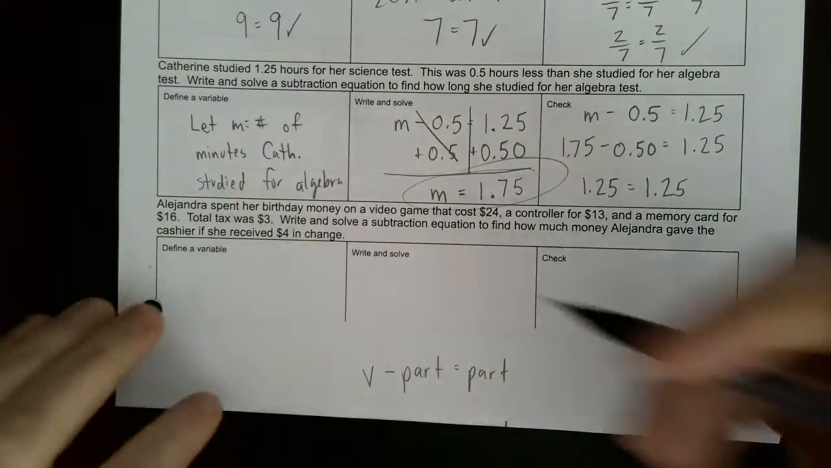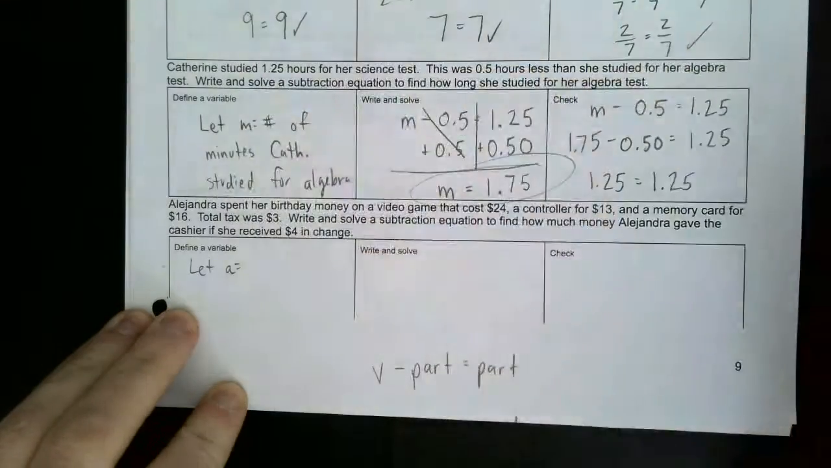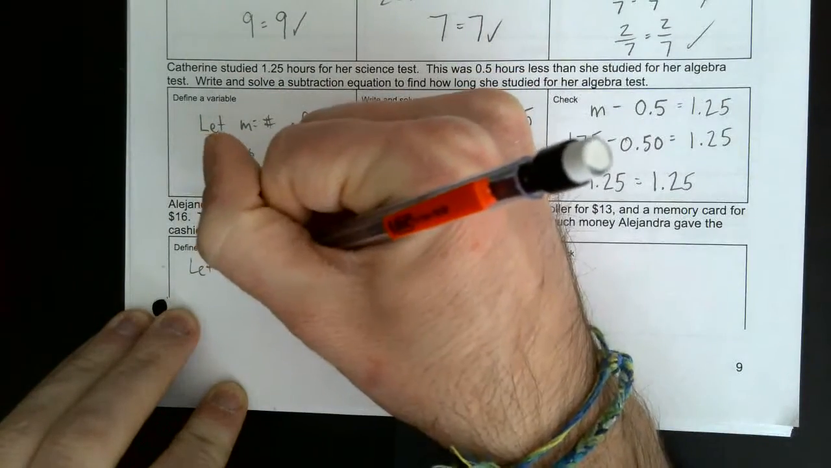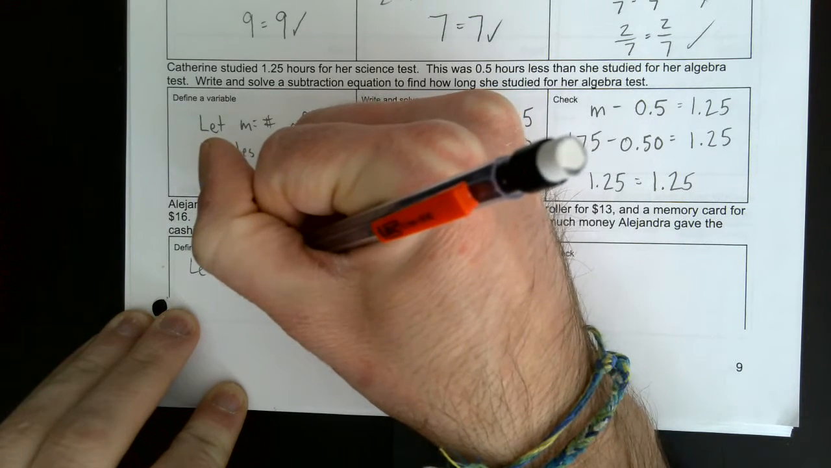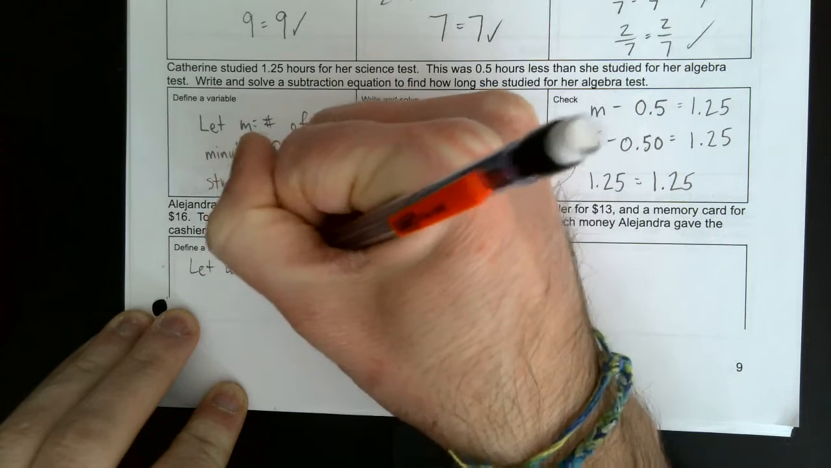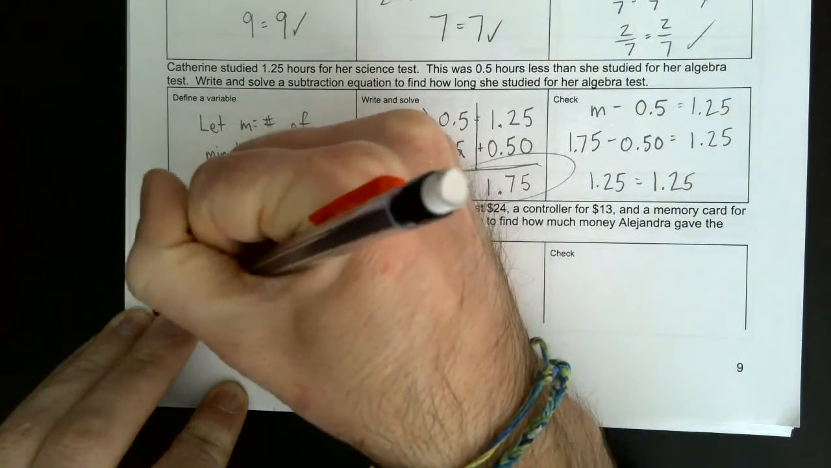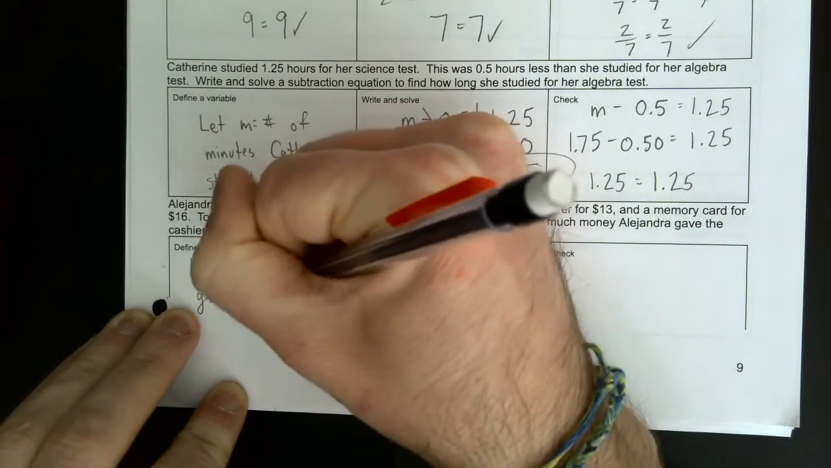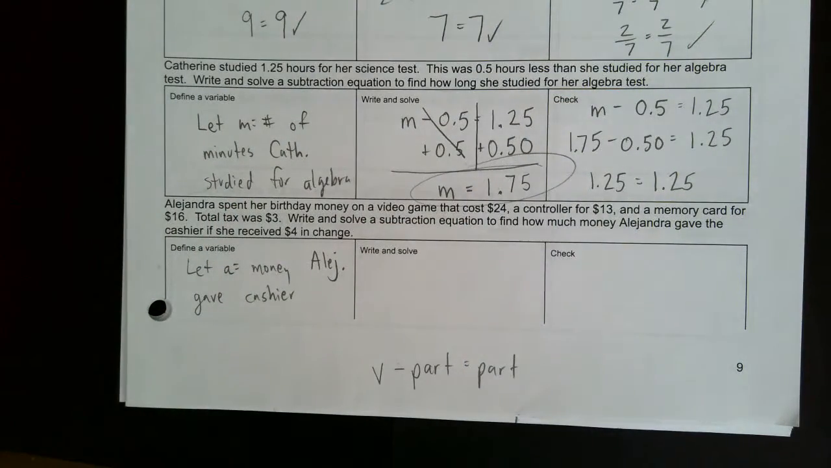So that's our let statement. We're going to let A equal the money Alejandra gave the cashier. I'm going to abbreviate Alejandra. What's tricky about this is that we actually have to do a little bit of adding before we write the equation.